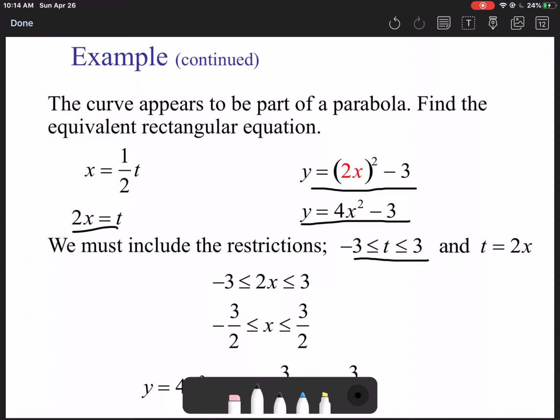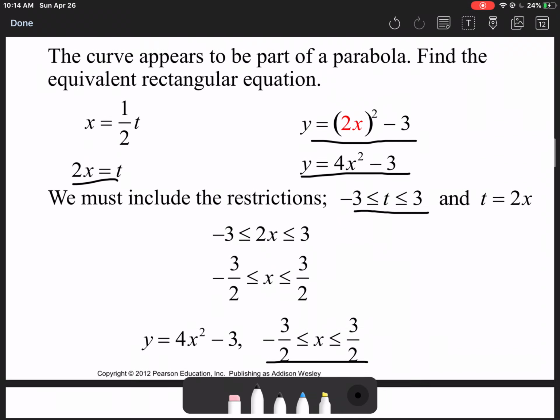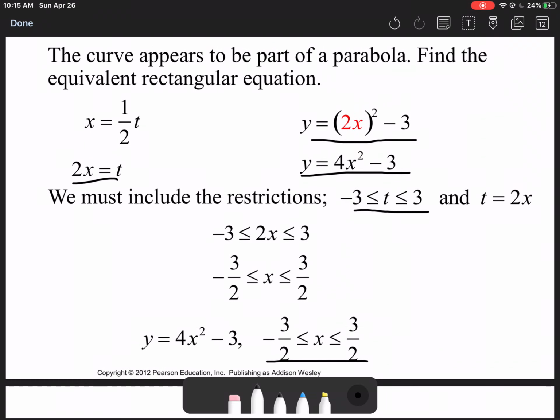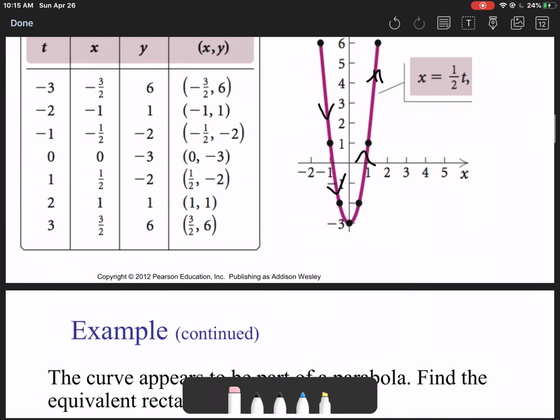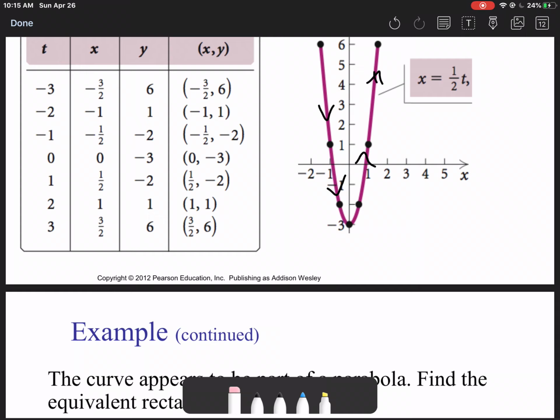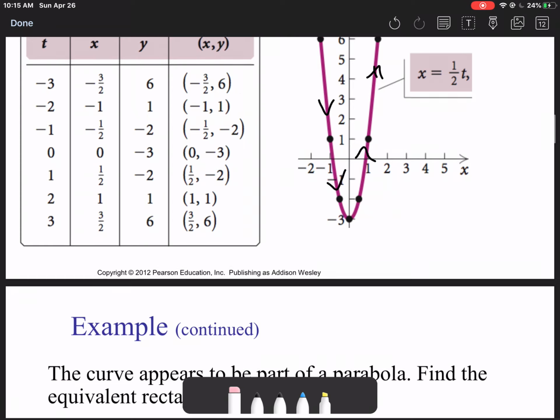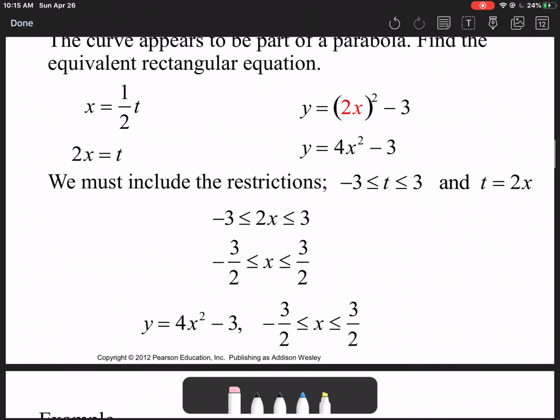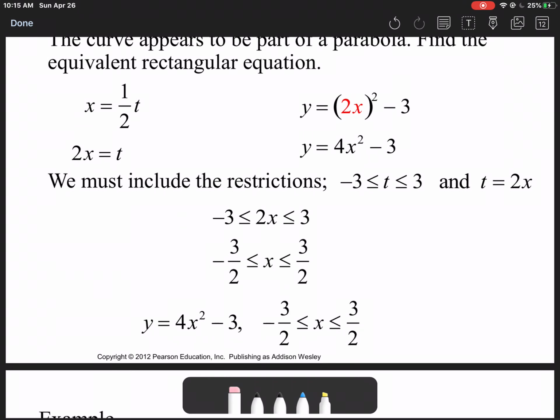So I want to express my equation, y equals 4x squared minus 3, but only with respect to values for x. And really, you have those in your table anyway, because that's what we did up here to get those points. When t was -3, x was -3 halves. When t was 3, x was 3 halves. So instead of going from -3 to 3 on my t, I'm going from -3 halves to 3 halves on the x. But you have to include that because of the limitations on the parameter.